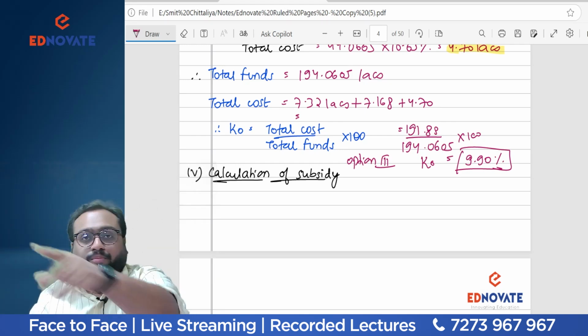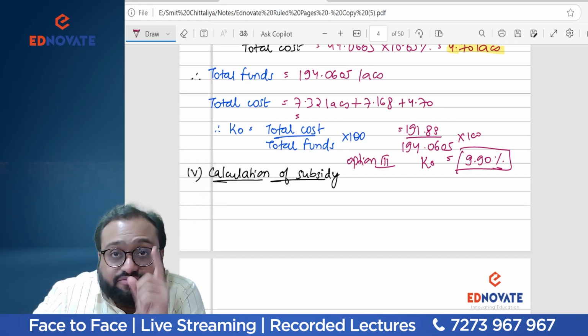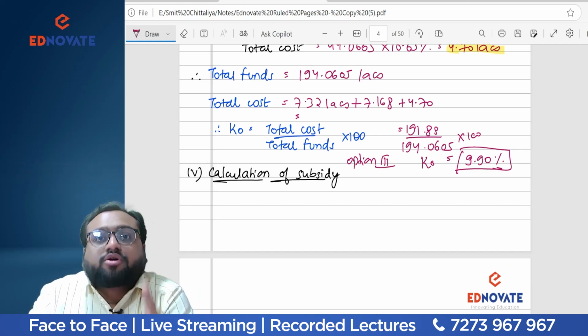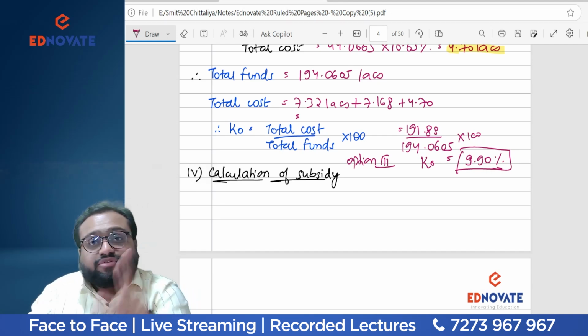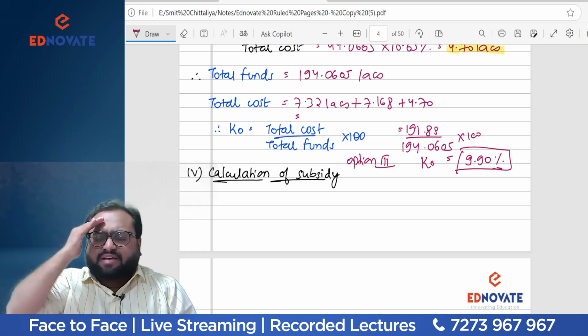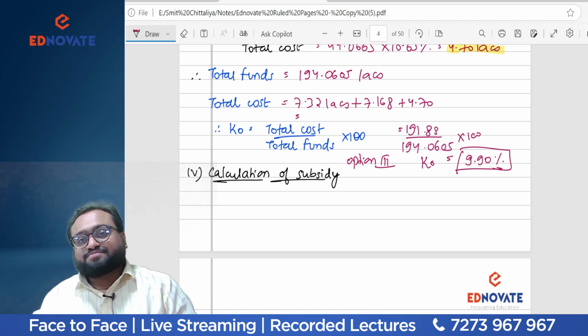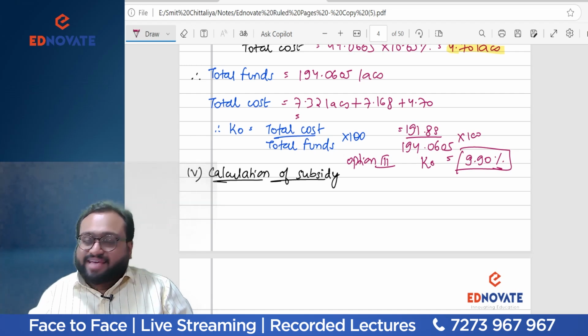Boss, again, one more point to be noted. Since it is a revenue subsidy, we are not reducing from the value of your capital investment. Your capital investment is 2 crore. If the question would have provided capital subsidy, yes, definitely the capital subsidy would have been reduced from the cost of the investment, capital investment.